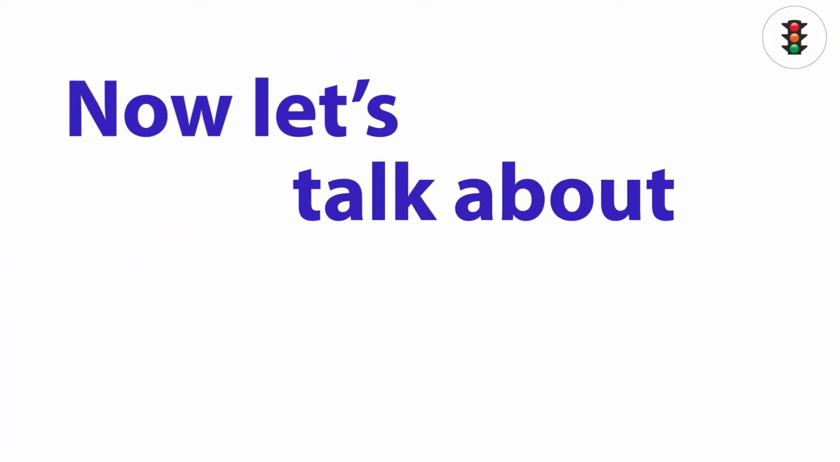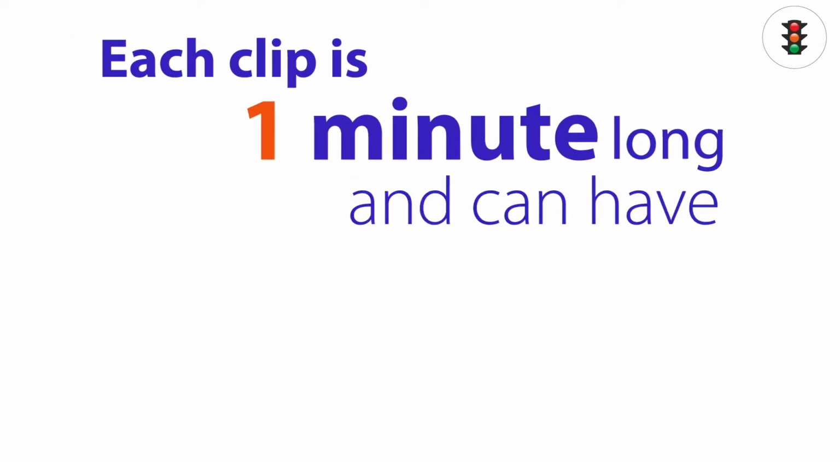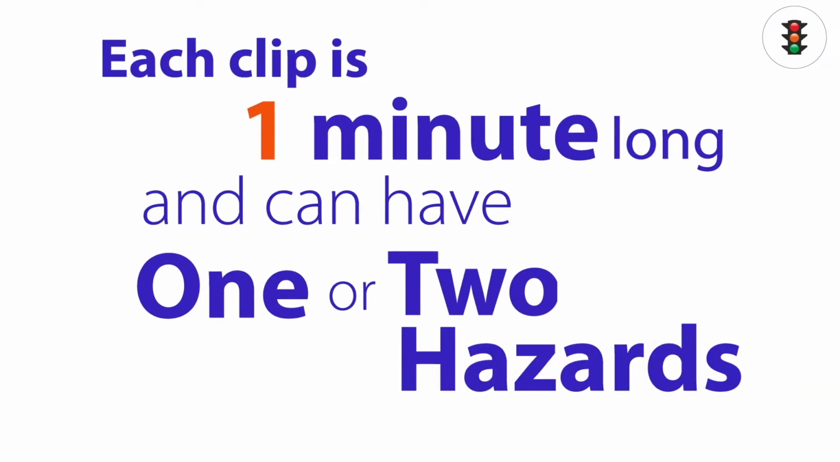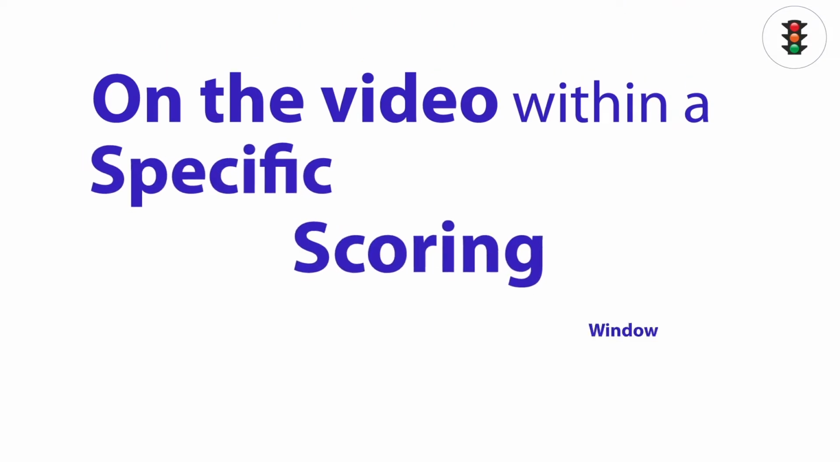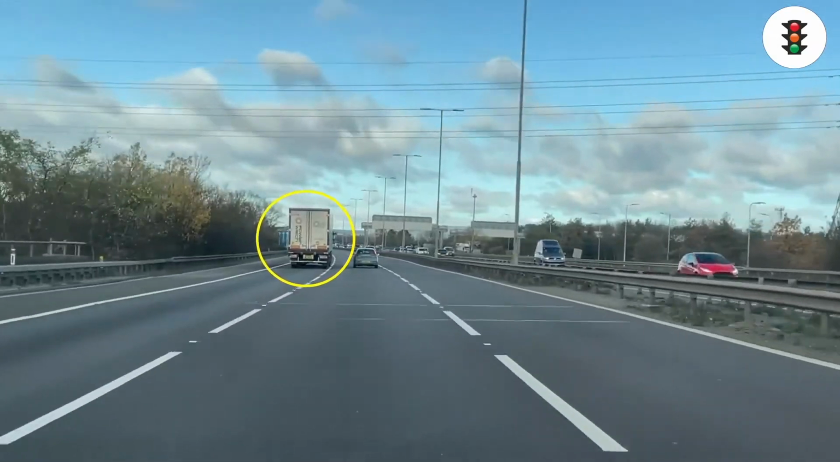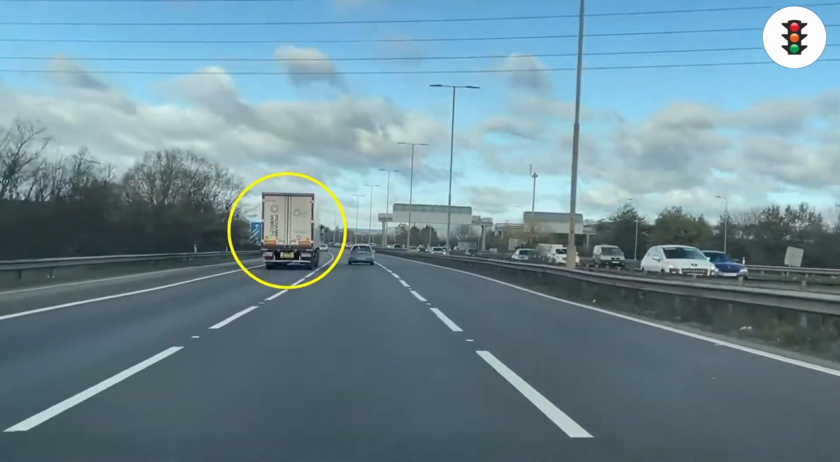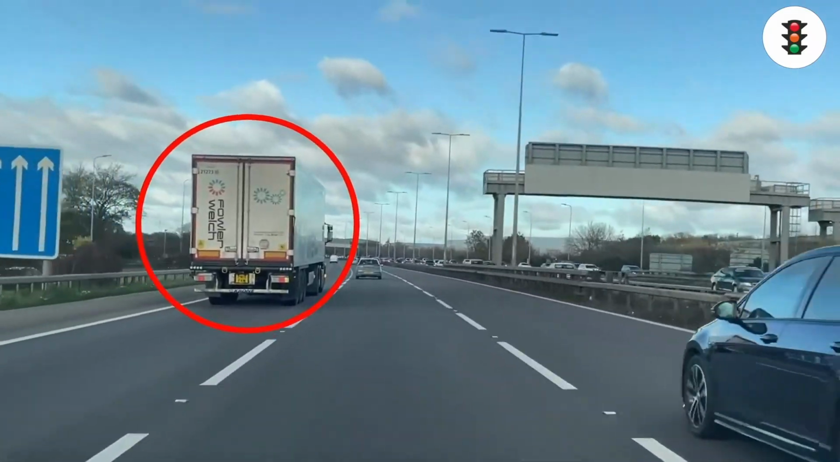Now let's talk about how the scoring is done in the hazard perception test. Each clip is 1 minute long and can have 1 or 2 hazards. You can score a maximum of 5 points per hazard. In order to score points, you will need to click on the video within a specific scoring window. The scoring window begins from the point the hazard starts to develop and ends at the last moment experts think one can react or avoid the hazard.